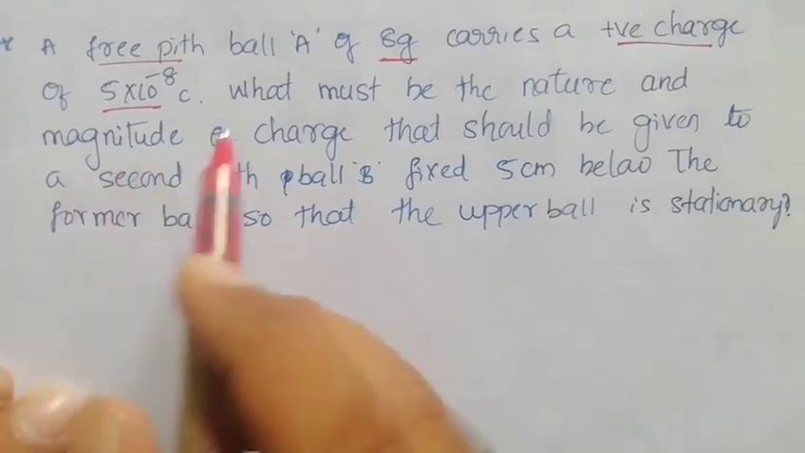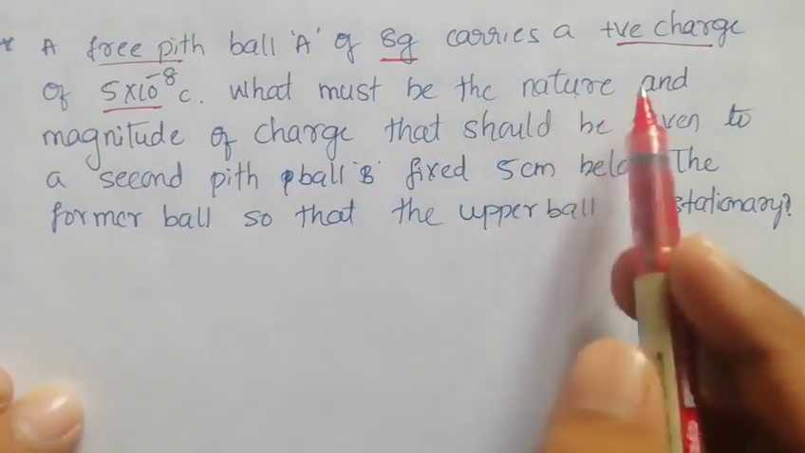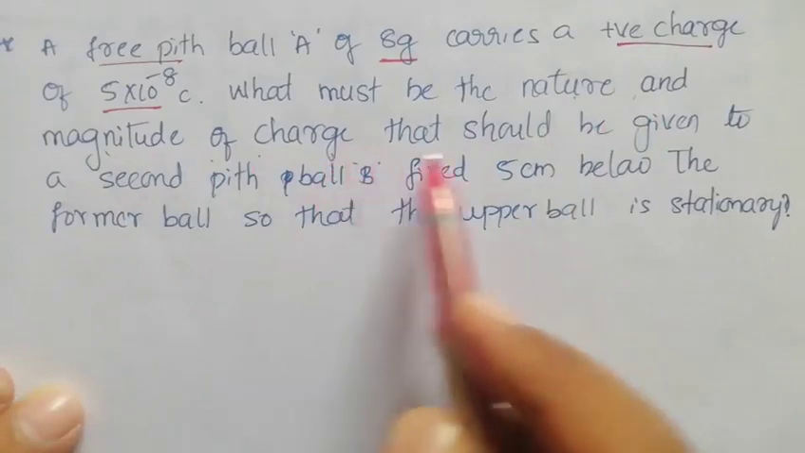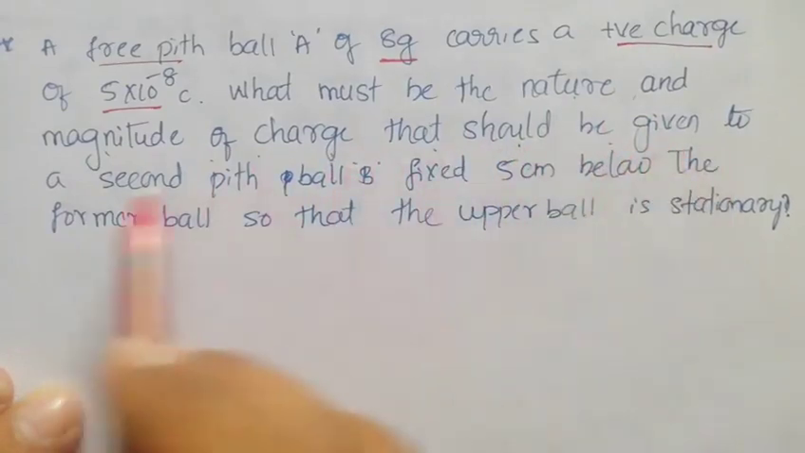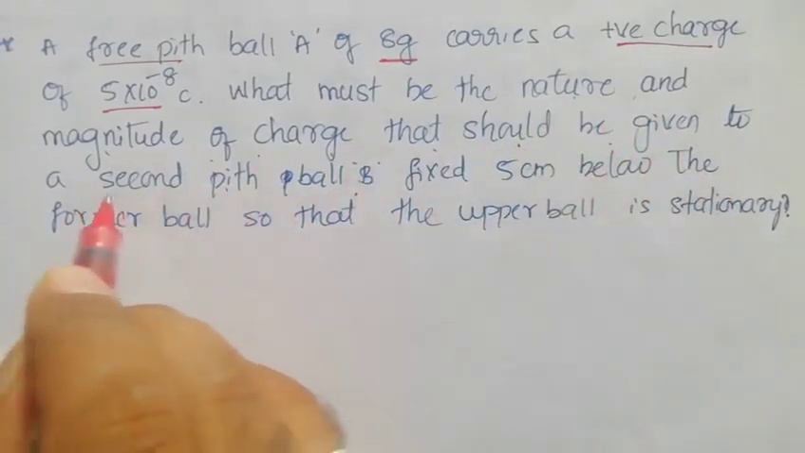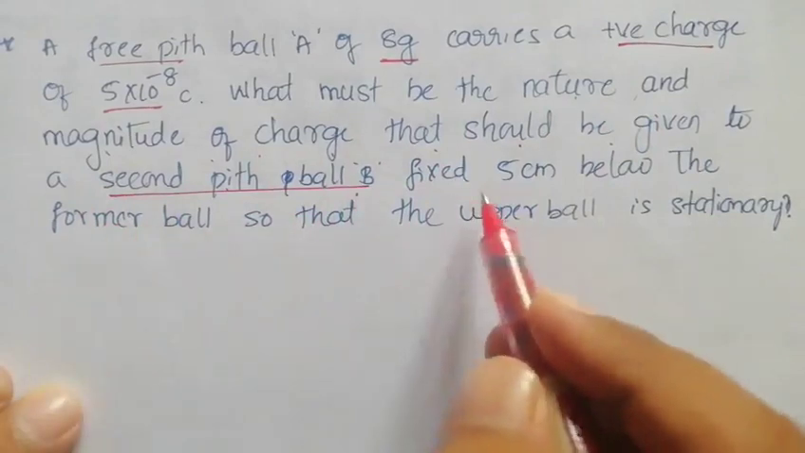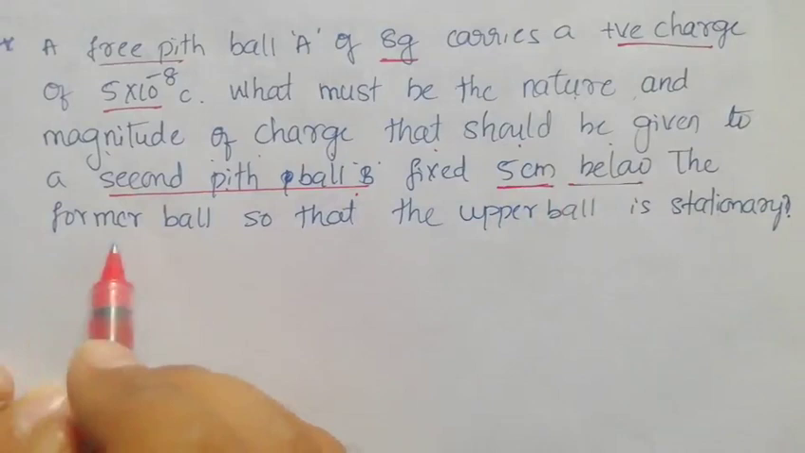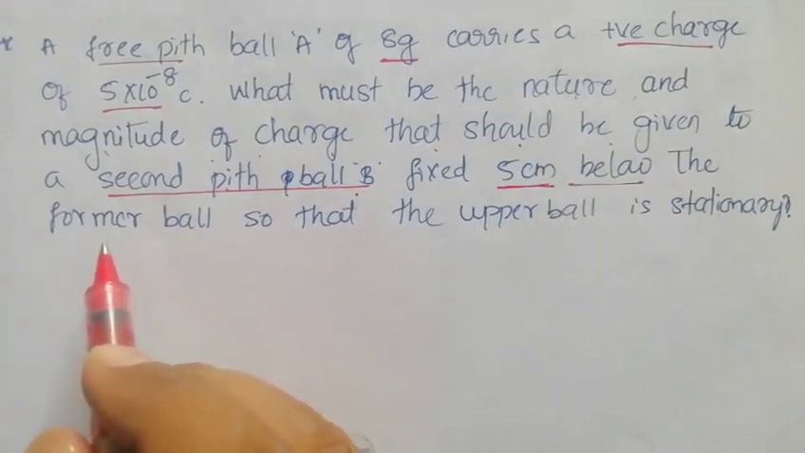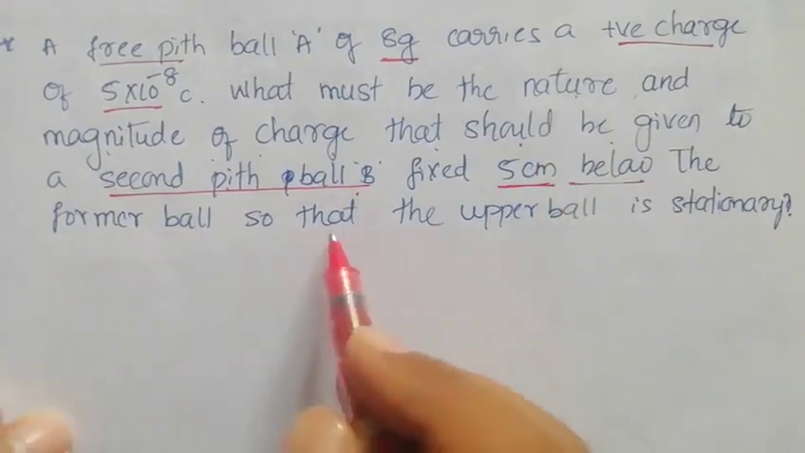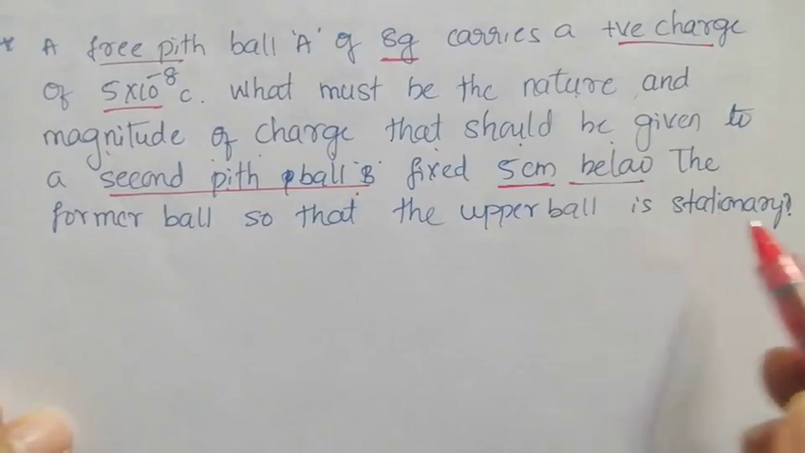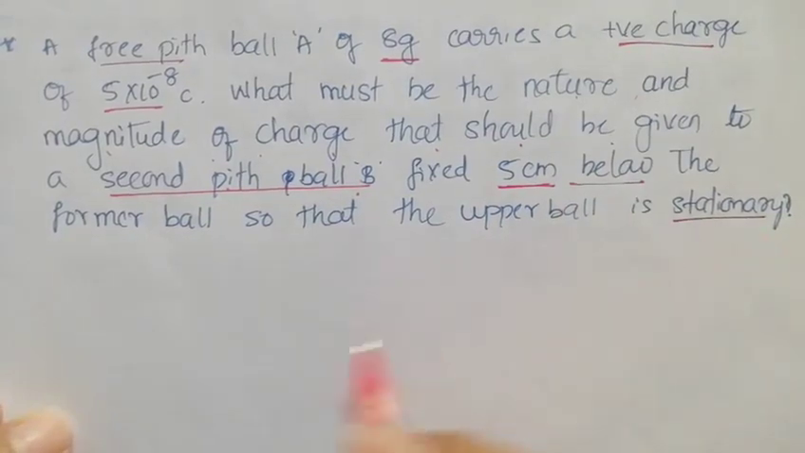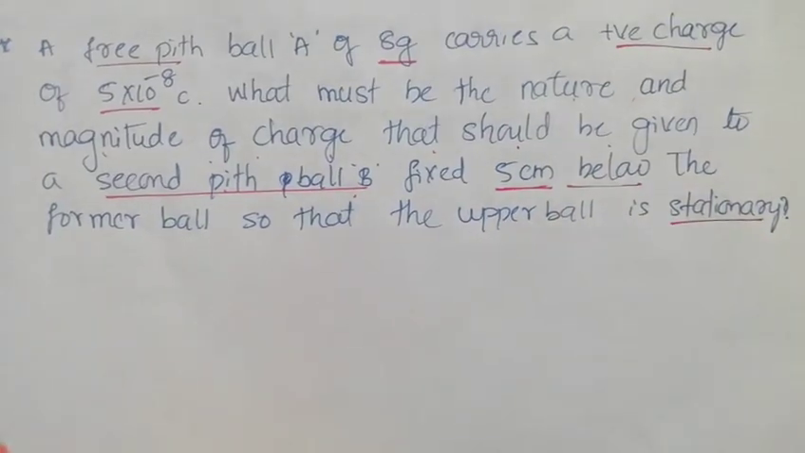Now the question is: what must be the nature and the magnitude of the charge that should be given to a second pith ball fixed 5 centimeter below the former ball, that is, below the previous ball, so that the upper ball is stationary? So the upper ball becomes stationary. Now look at the question.